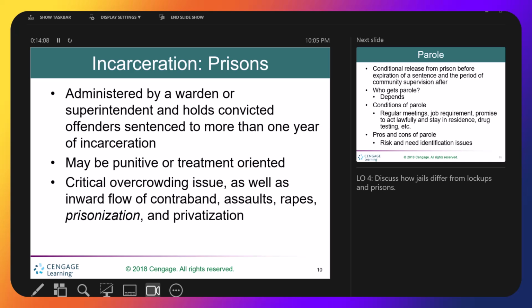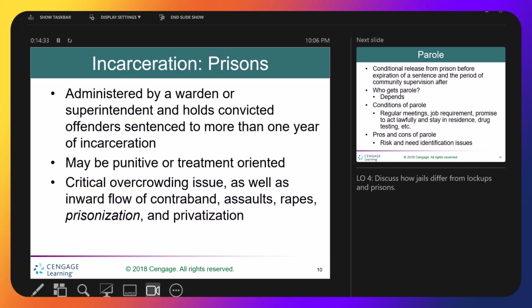Prisons. Now, this is where people go when they're serving convictions. They've been convicted and they're serving out their time. So this is where they will be going. They have a warden, the superintendent, holds convicts, offenders sentenced to more than 1 year, maybe punitive or treatment oriented. Critical issues include overcrowding, as well as inward flow of contraband, assaults, rapes, prisonization, and privatization.